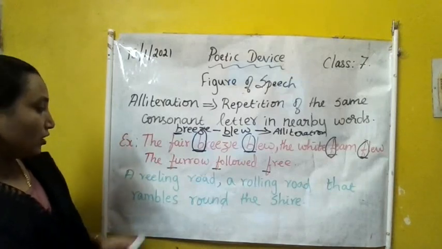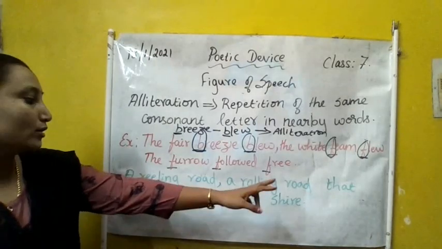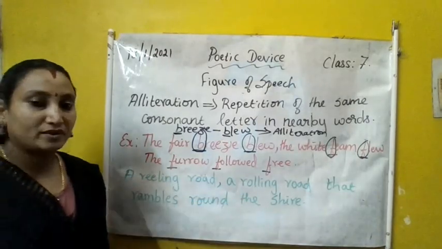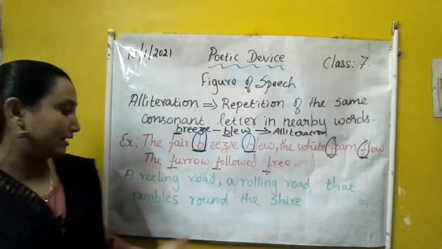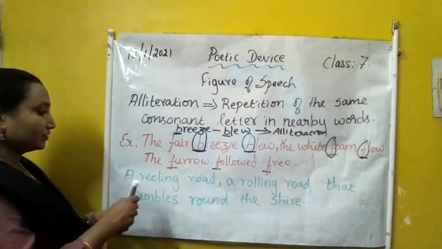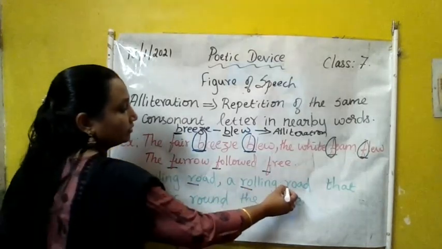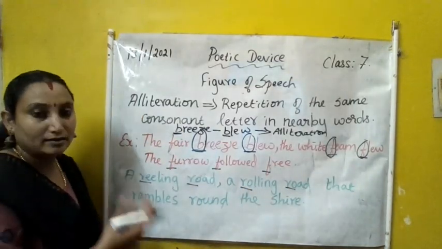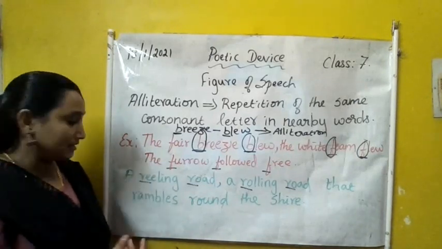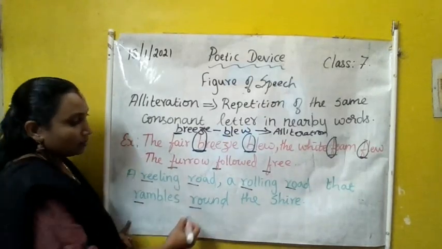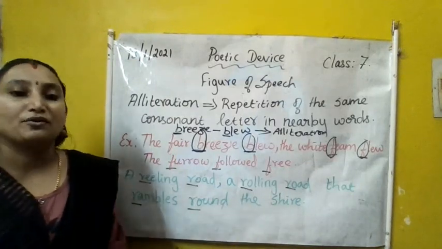Now look at the second example. A reeling road, a rolling road that rambles round the shire. Here which sound is repeated? Which letter is repeated again and again? It is R, isn't it? Reeling road, rolling road. The R sound is repeated in the same line again and again. Here also rambles, round. So you have to underline like this and mark it as alliteration.